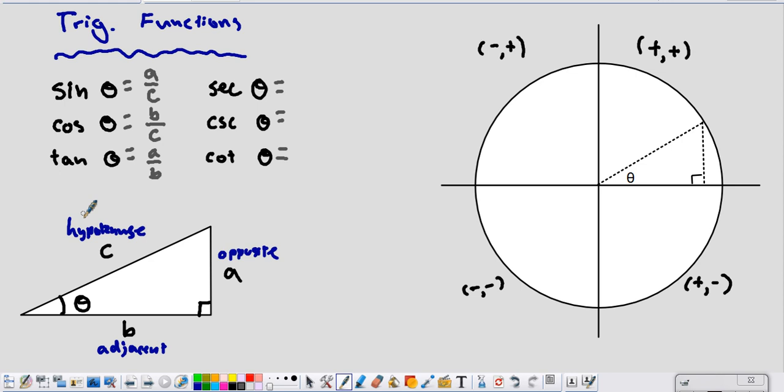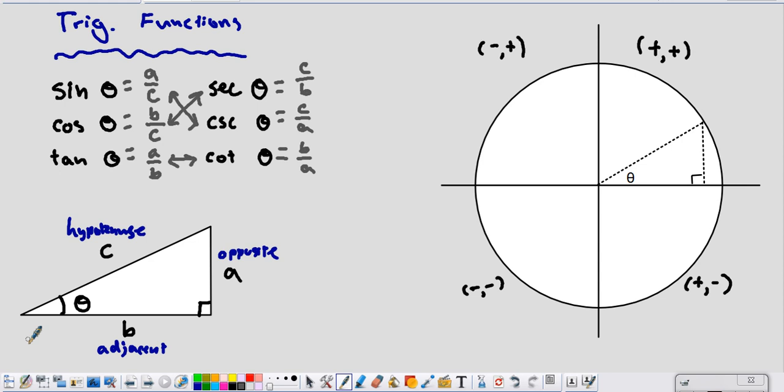Now secant, cosecant, and cotangent are inverses of sine, cosine, and tangent. These two are inverses, so instead of opposite over adjacent, it's really the adjacent over the opposite. The cosine and secant are inverses of each other. So instead of adjacent over hypotenuse, it's hypotenuse over adjacent. And finally, the sine and the cosecant are inverses of each other. So instead of the opposite over the hypotenuse, it is the hypotenuse over the opposite.